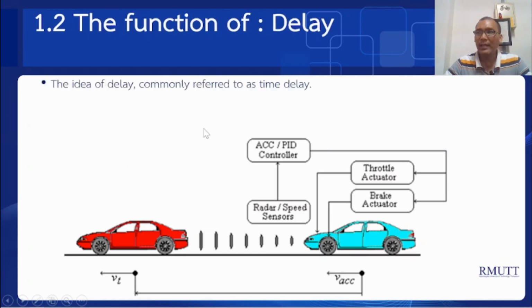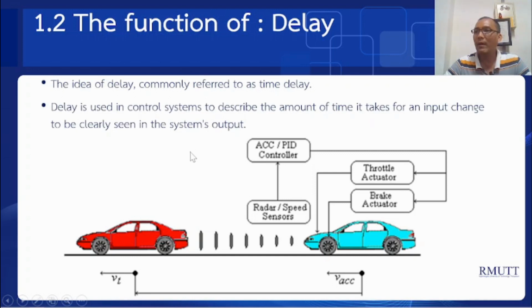The next variable is delay. The idea of delay is commonly referred to as time delay. In a control system, delay describes the amount of time it takes for an input change to be clearly seen in the system output.